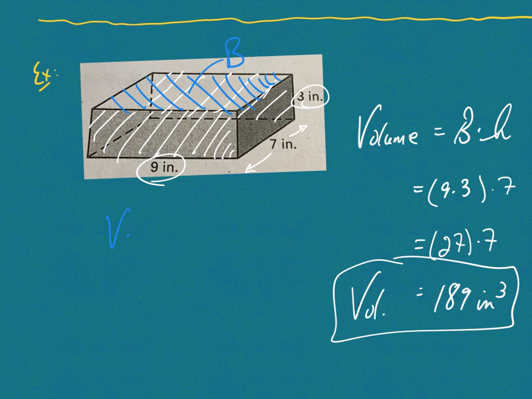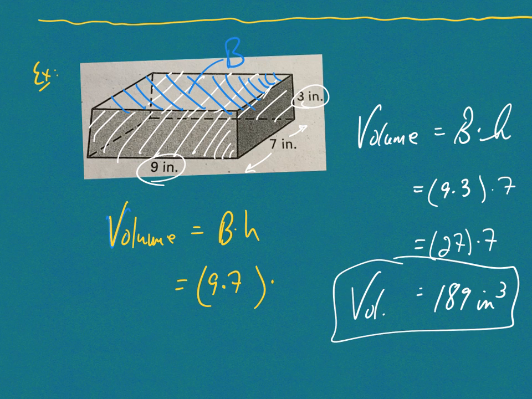Well, then the volume, blue doesn't show up very well there. Let me pick a different color. How about yellow? Then the volume is still going to be B times H. But if we consider the top to be the base, now the area of that rectangle is 9 times 7. And the distance between the top and the bottom then is 3.